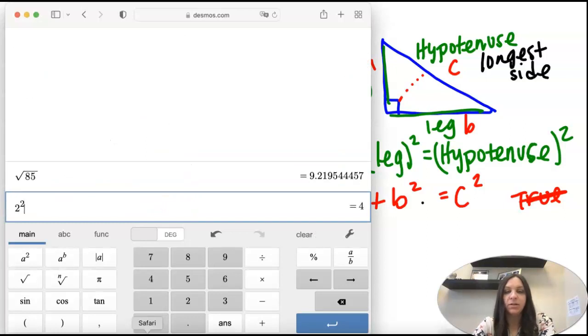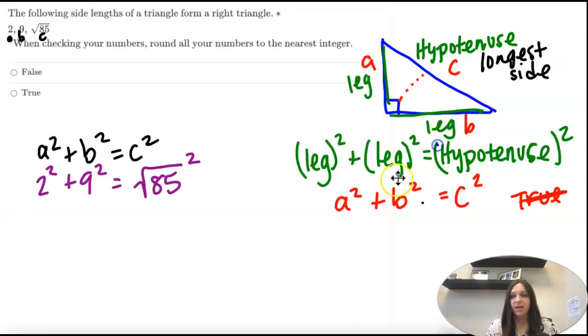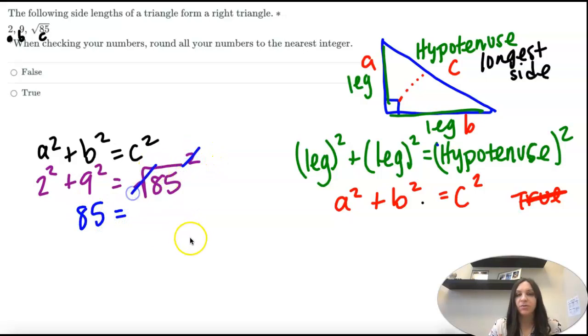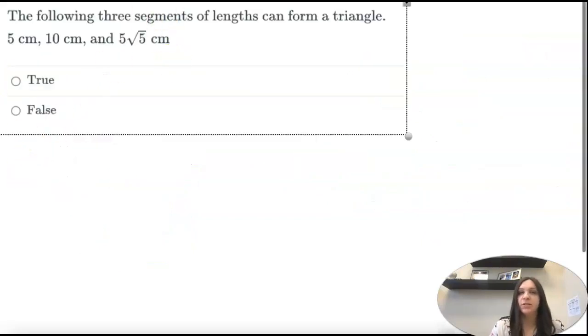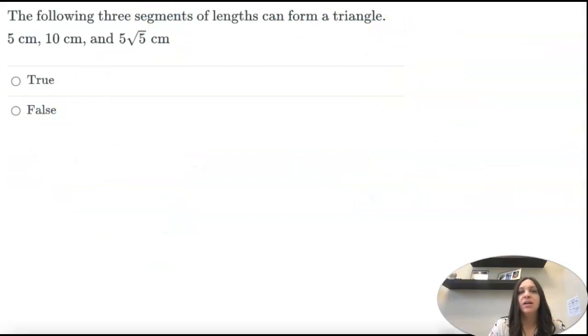2 squared plus 9 squared is 85. And then a square and a square root cancel. Remember, they're opposites. So that's just 85. So because we get the same value on the left that we do on the right, that means that it is a right triangle. If those two numbers were different, it'd be false. So we have another example. Let's see if this works out.